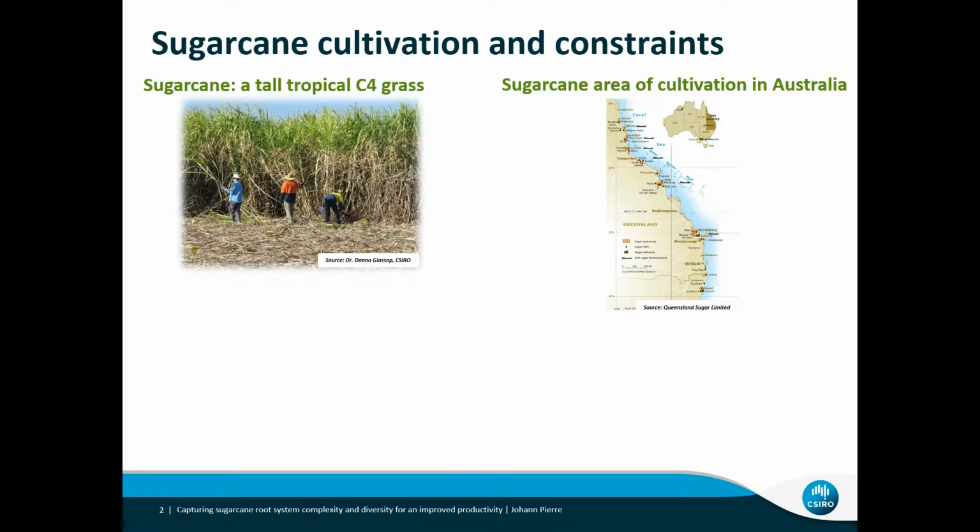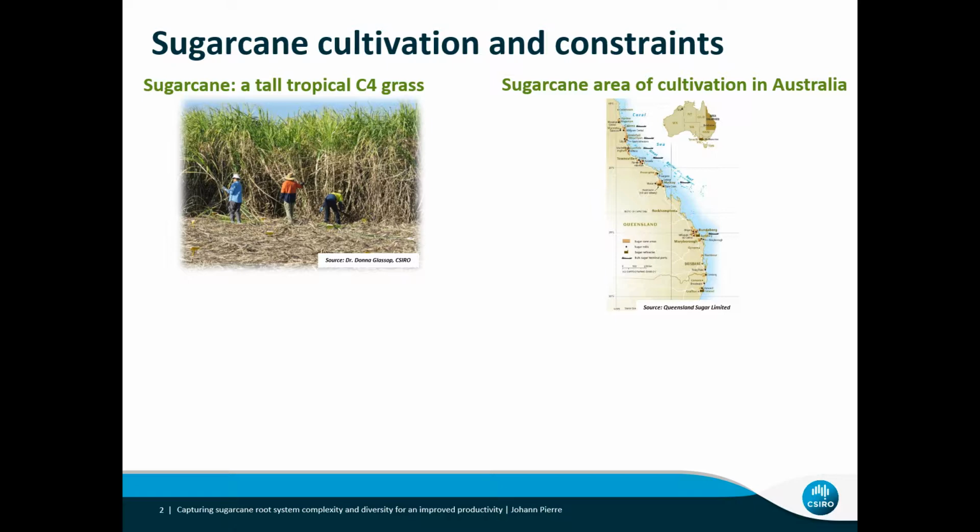So for those who are not familiar with sugarcane, it is a tall tropical C4 grass. And as you can see on this picture, it can reach up to 4 meters. And in Australia, sugarcane is cultivated in the northern part of Australia, in Queensland.